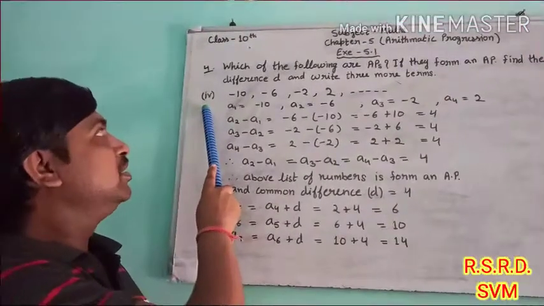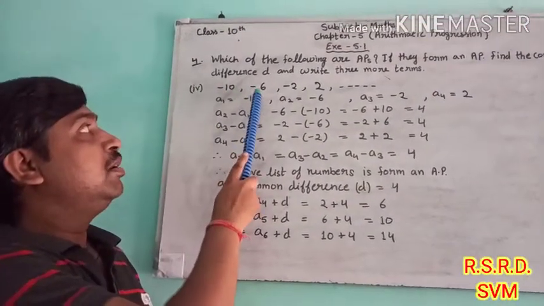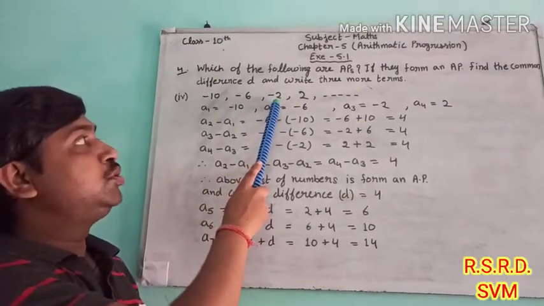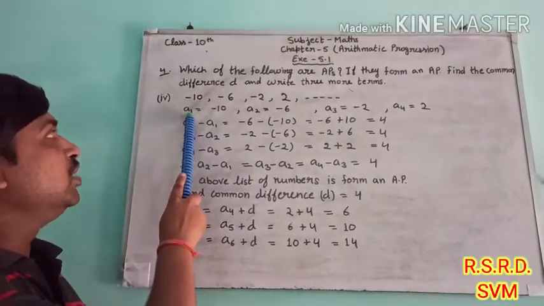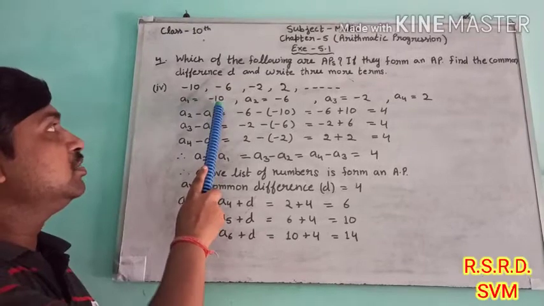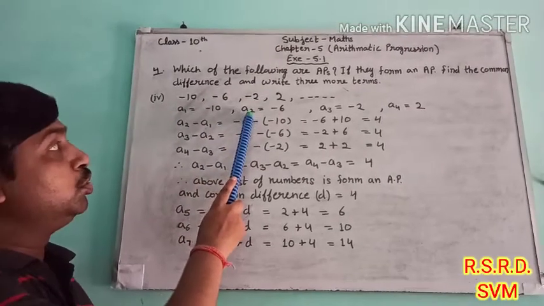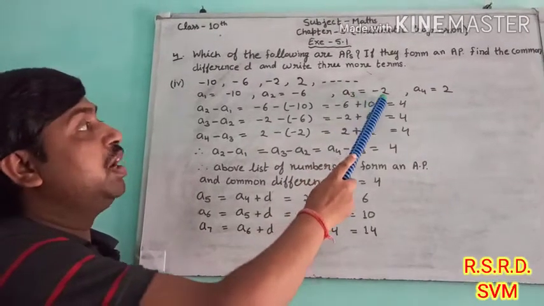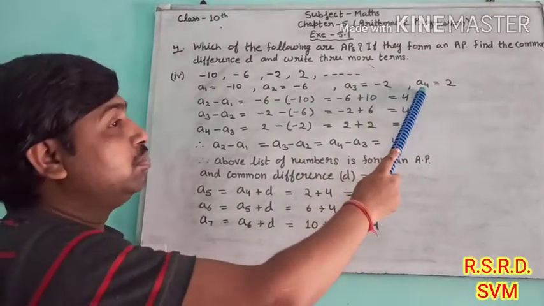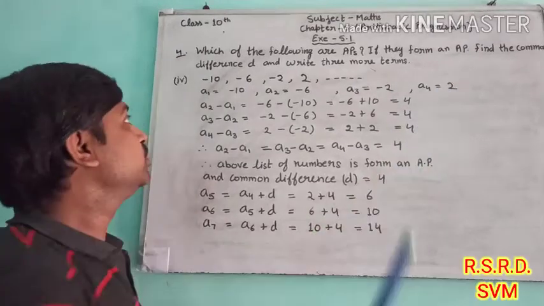In this way, the next 3 terms are minus 9.2, minus 11.2 and minus 13.2. Next part: minus 10, minus 6, minus 2, 2 and so on. So the first term A1 is minus 10, A2 is minus 6, the third term A3 is minus 2 and the fourth term A4 is 2.